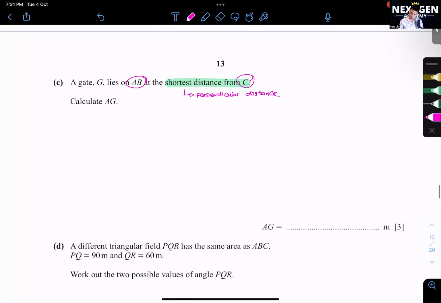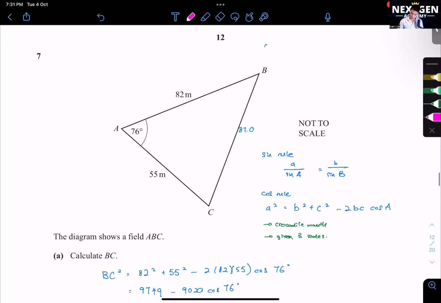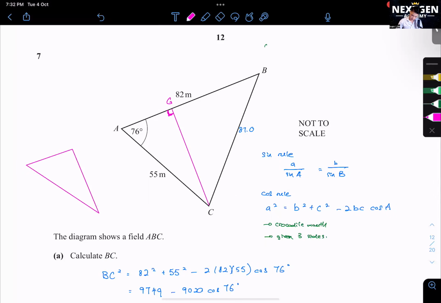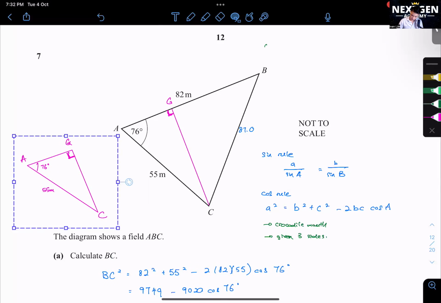So they say G, the shortest distance from C. Basically it's like this. You go back to this diagram and draw like this. There is this point G here, and there is 90 degrees at point G. Based on this diagram, I'll just draw it out so that we can copy it. These are 90 degrees. Angle AGC, this is 76 degrees. This is 55 meters. We want to find what?